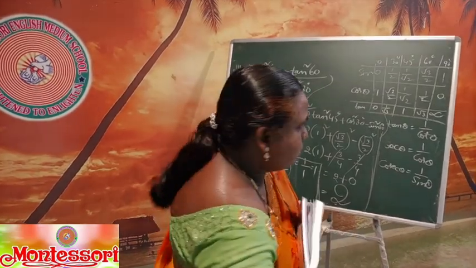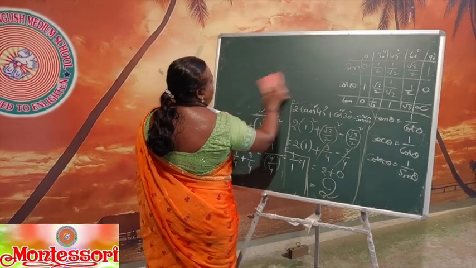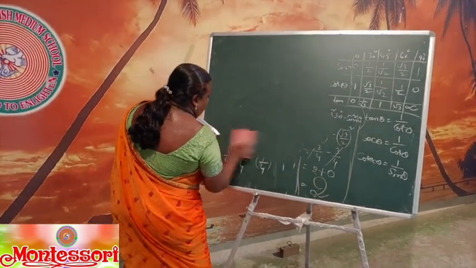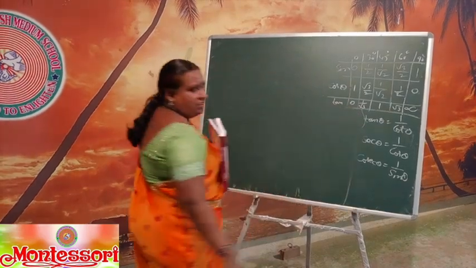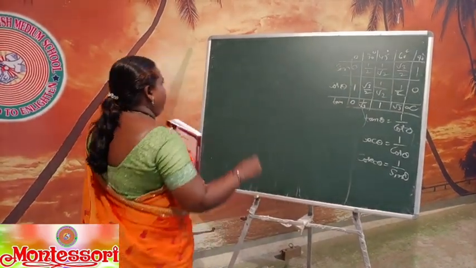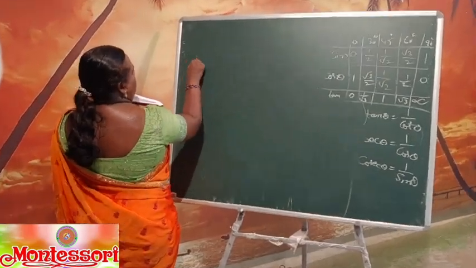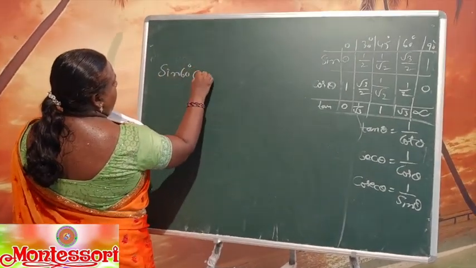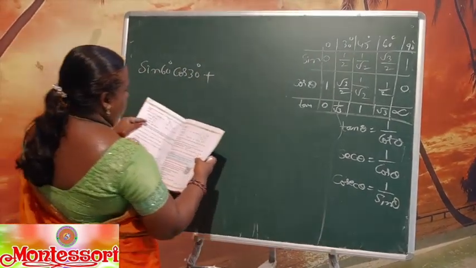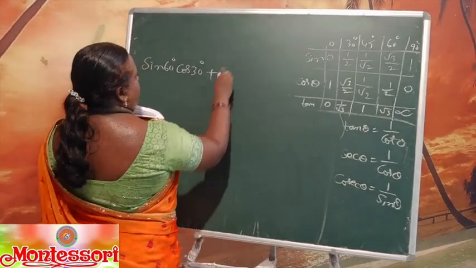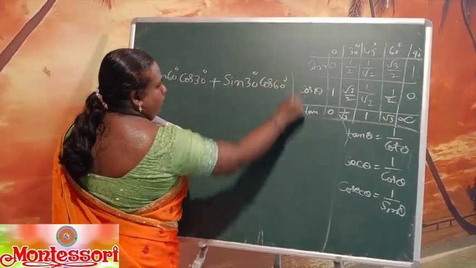Are you ready? So it's a very important formula. In intermediate we will get directly compound angles. But here they just give the application of that. Just introduction. Sin 60 degrees cos 30 degrees plus cos 60 degrees sin 30 degrees. Ready children?